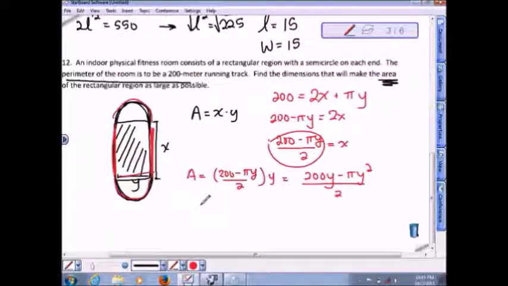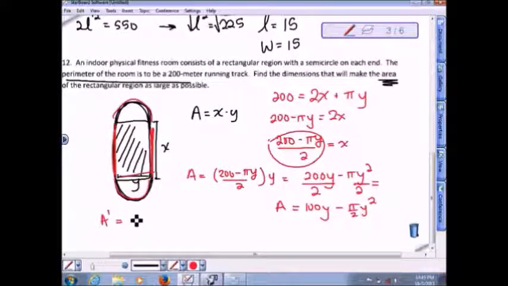Now we need to take the derivative. Now this might be easier to do with one more little simplification here. If we separate, instead of dividing everything by 2, dividing separately by 2, we have 100y minus pi over 2 y squared. That might be a little bit easier to take the derivative. So A prime is equal to 100, minus pi times y.